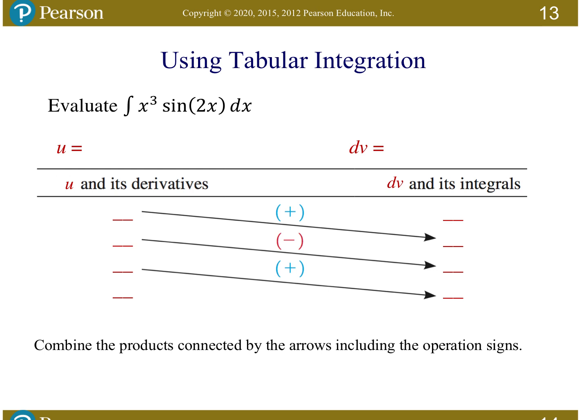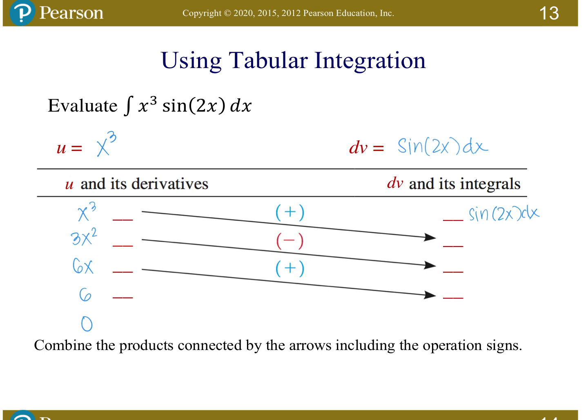All right, so we identify x cubed as being our polynomial. So we'll always start with x cubed, then 3x squared, then 6x, then 6, and then finally 0. On the other side, we've got sine 2x dx. So we start with that. That has to be the top thing in your working through.